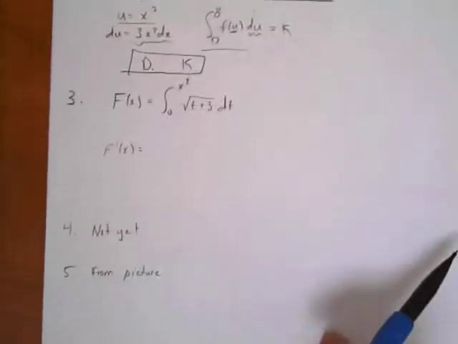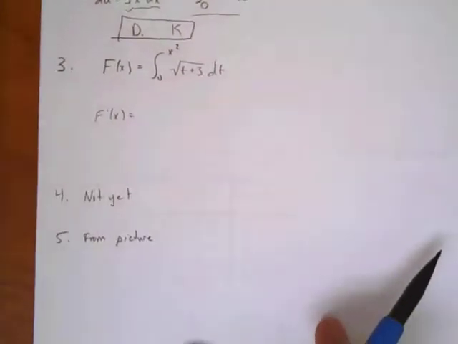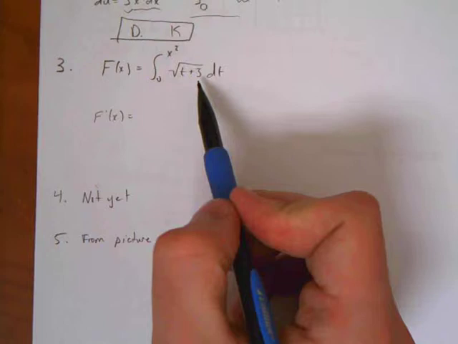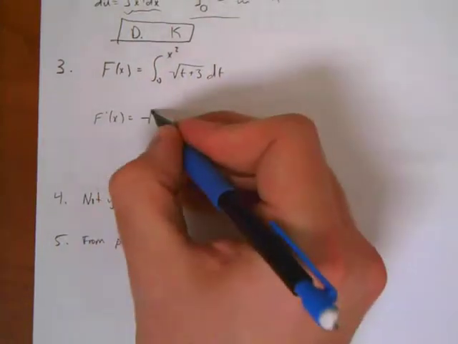Let's take a look at number 3. Number 3 is one of those easy ones, hopefully. This is the second fundamental theorem of calculus. We're going to take the antiderivative, then we're going to take the derivative, and so when you do that, you end up with the same exact thing.